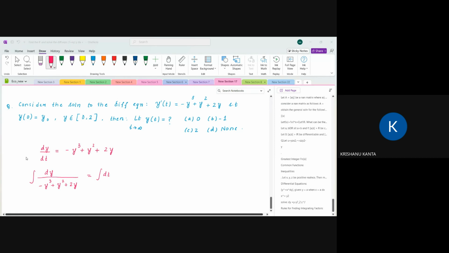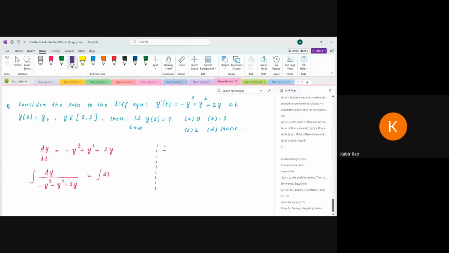Taking y common into y square plus y plus 2, and then dividing into two parts a and b, finding the value of a and b and then forming the equation. Then we can also take the highest power of y common, something like that, and then maybe substitute. Taking the highest power of y common.